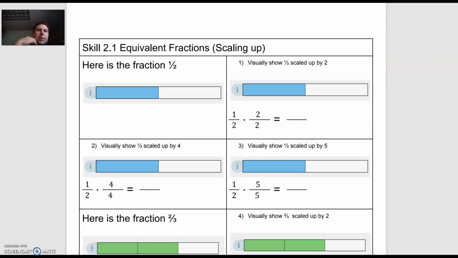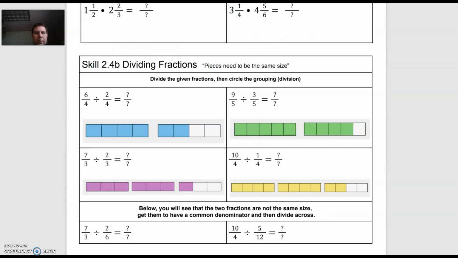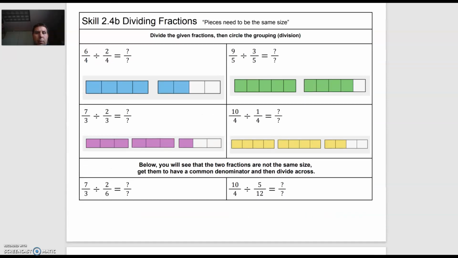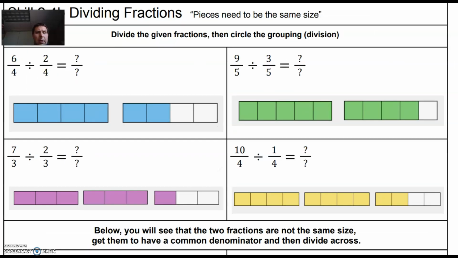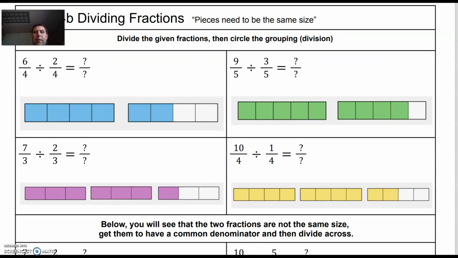All right, let's go over skill 2.4b, which is division of fractions. The key thing about this is that when we're dividing fractions, there are two ways of doing it. One way is much faster than the other: you keep the same fraction, you flip the second, and you multiply. Let me show you with this one.